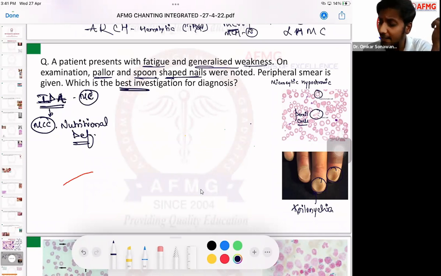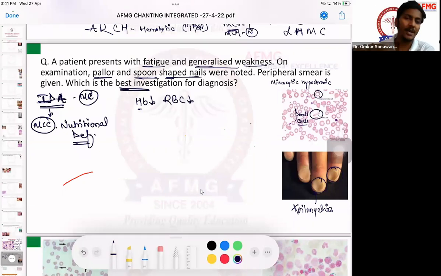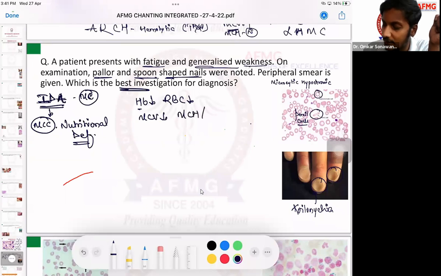If I do the workup of this patient, in lab investigation, as it is anemia, hemoglobin levels would be low. Definitely the RBC count would be low. Peripheral blood smear will show microcytic hypochromic RBCs along with pencil shaped cells. MCV would be low because it is a microcytic anemia. MCH and MCHC both would be low because it is a hypochromic anemia.